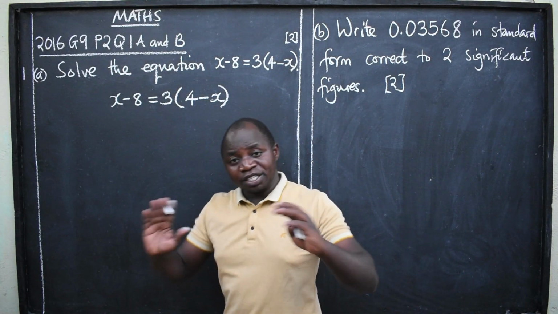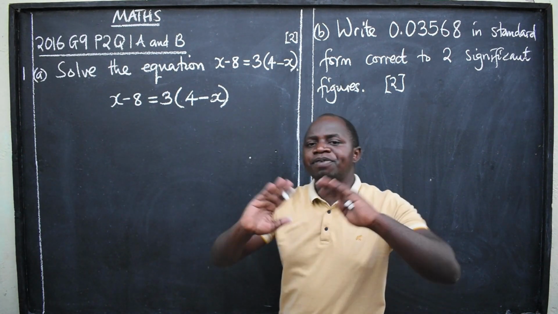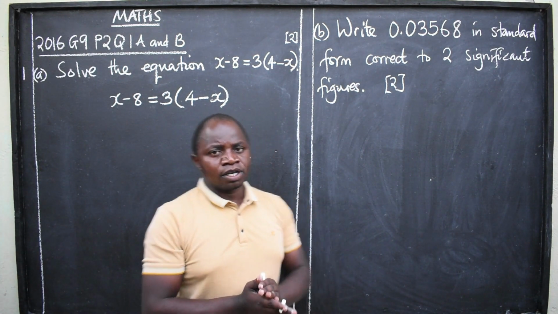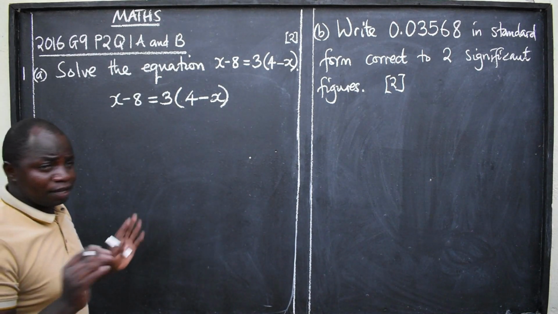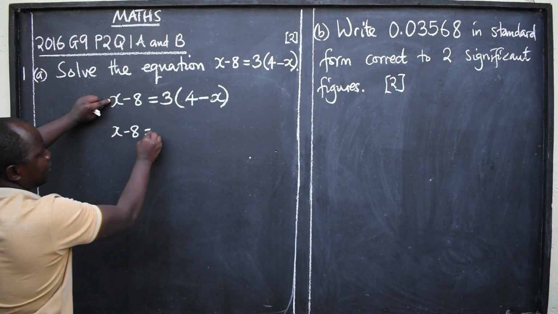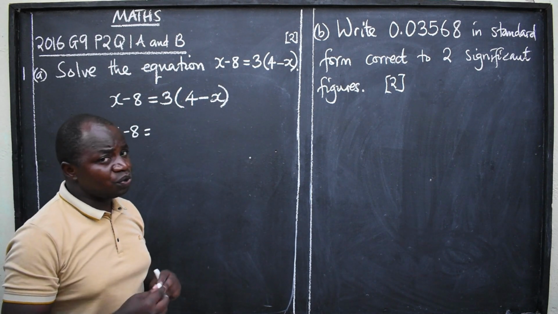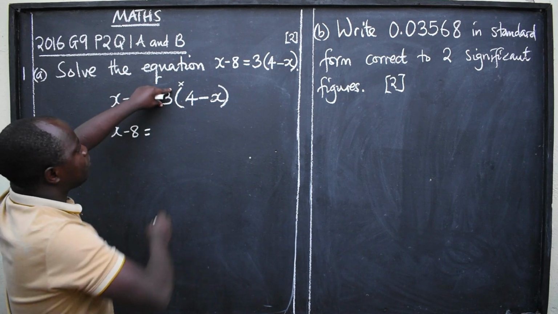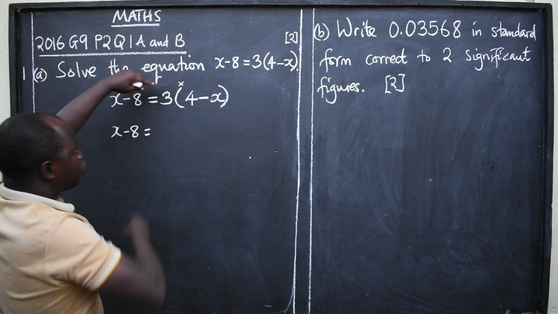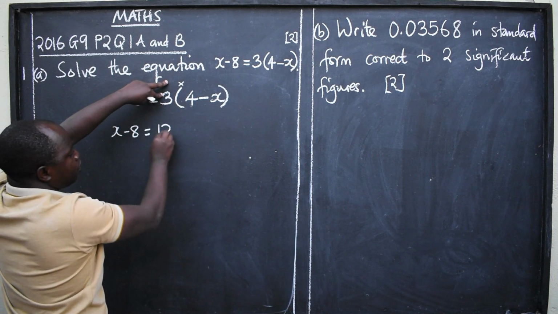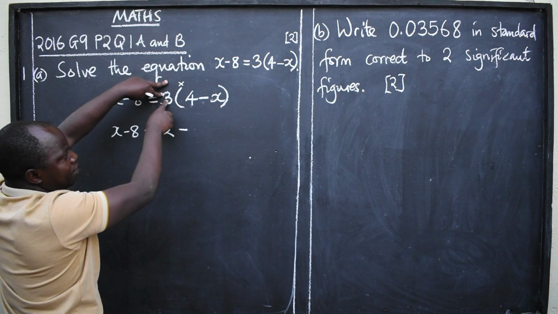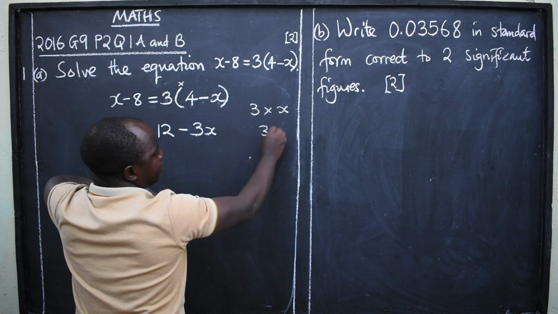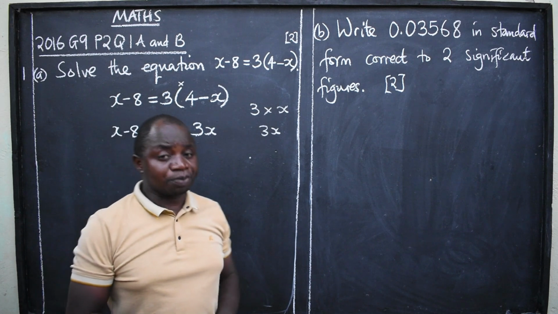Now you have to look at the way the question has been given. If the question has got brackets, then you start from there. You have to remove the brackets. So this side, the left hand side, you copy the way it is: x minus 8 is equal to. Now to remove these brackets, you need to know that whatever is outside must be multiplied with the inside terms. So you start with 3 times 4. This will give you 12. Minus, again 3 times x. It will give you 3x. Remember, algebraic expressions.